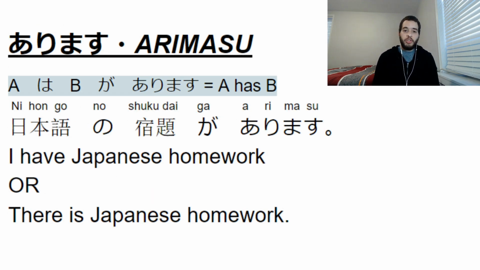日本語の宿題があります. 日本語. Japanese. 宿題. Homework. あります. Have. Remember that little の here is telling you which homework? Japanese homework. 日本語の宿題. Japanese homework. あります. Have. So you can translate this as I have Japanese homework or there is Japanese homework.